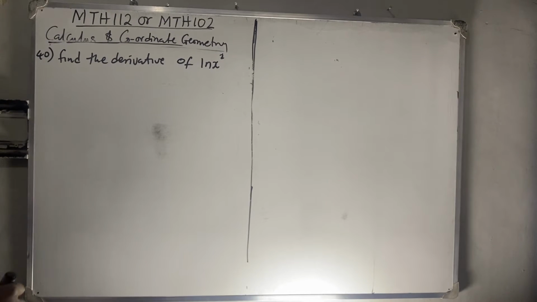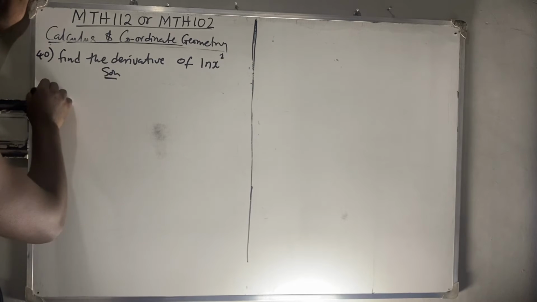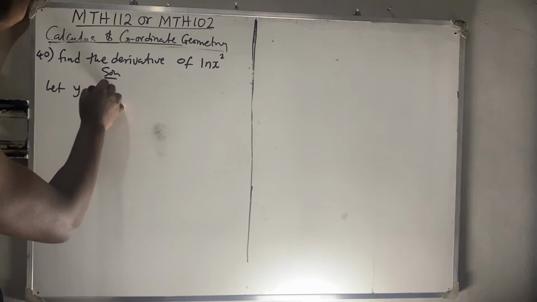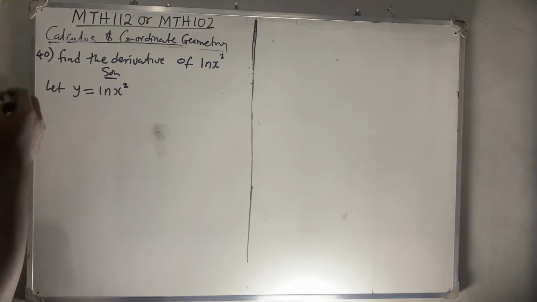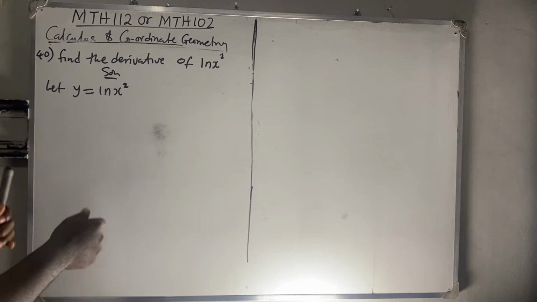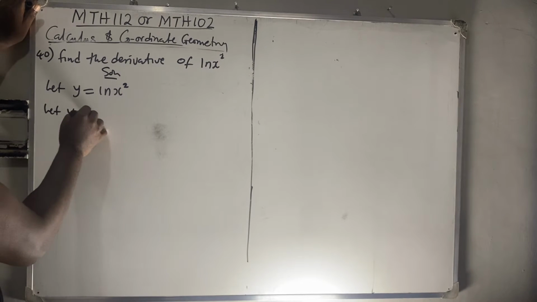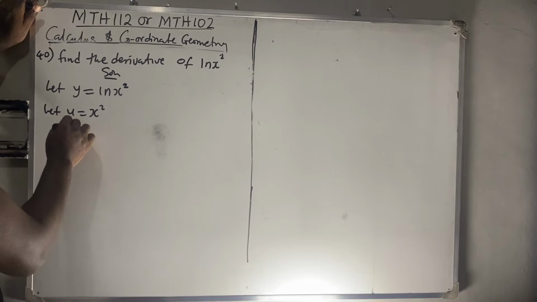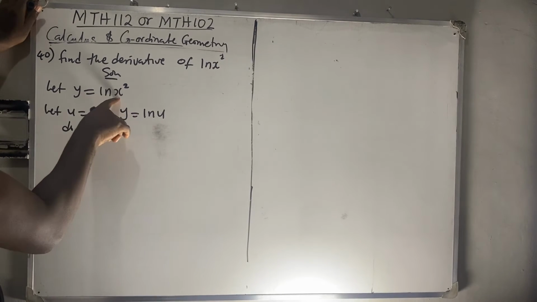All right, in this question, we are asked to find the derivative of ln x squared. Very simple. Solution: let y be equal to ln x squared. It's supposed to be ln x, and whenever they change it to another thing, that thing becomes the bracket, and the bracket is our u. So let u be equal to x squared, which implies that my y will now be ln u, because this is now my u.